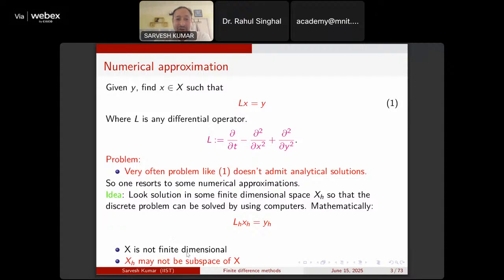So as I said, X is not a finite dimensional space, but Xh is finite dimensional, but it may or may not be a subspace of X. If it is a subspace of X, then yes, we are in a very happy situation, nothing to worry about. But in some cases, this is not a subspace of X. Then how do you deal with this? These are difficulties that come once we work with the numerics. Okay. Do you have any questions so far? Because this is a general idea which I thought I'd share with you.